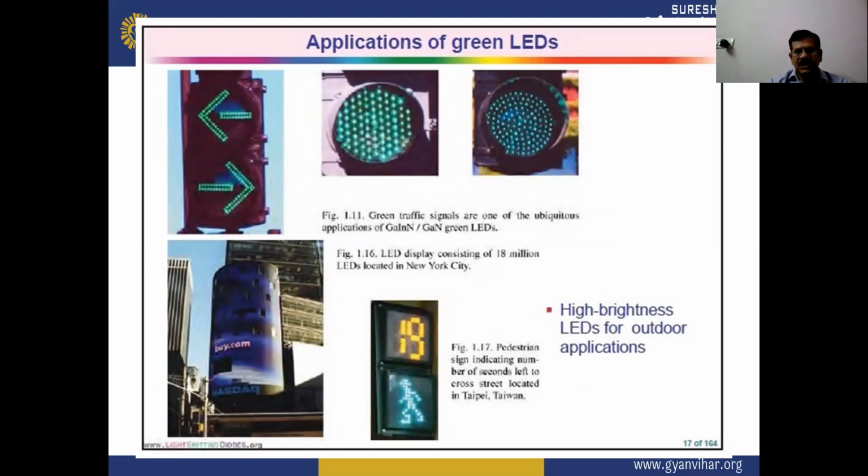Some applications of green LED. So in this photo, different types of LED. Green traffic signals are one of the unique applications of the green LEDs, and the high brightness LED for outdoor applications. So these are also applications of the LED in the traffic light signals.